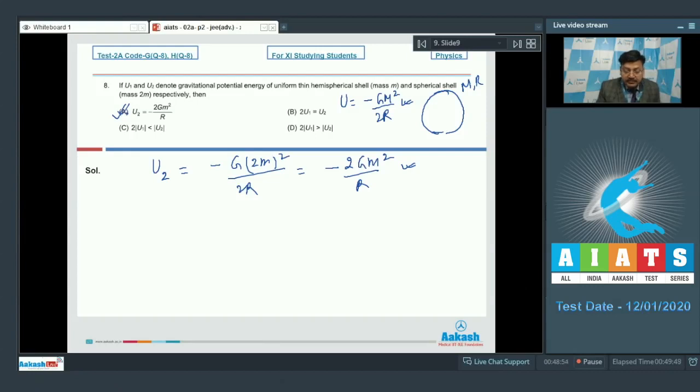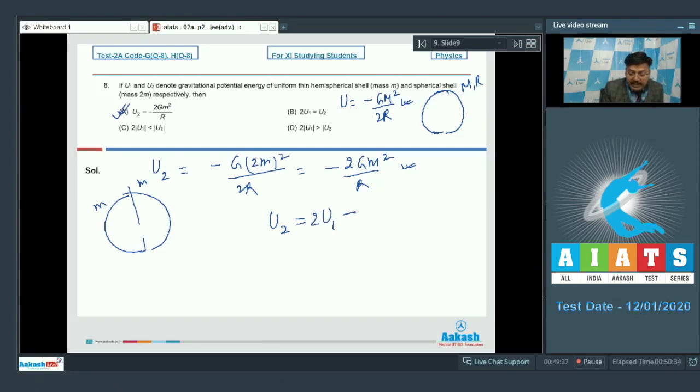Now we have to consider the gravitational potential energy of a thin hemispherical shell, which is being called U1. We can see that a complete shell is made up of two hemispherical shells, each of mass m, and if the self energy of each one is U1, then the total energy should be equal to U2. So that means we can say U2 is the self energy of the first, which is U1, plus the self energy of the second, which is again U1.